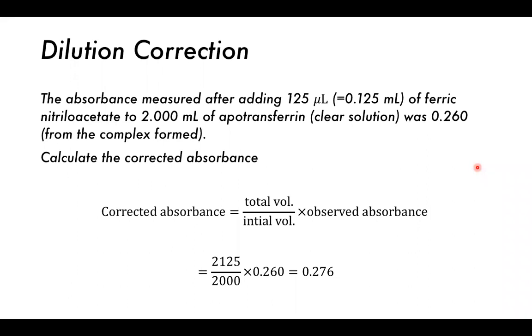So what we have here is the total volume, which is the apotransferrin plus the ferric nitrilotriacetate. That's 2,125 microliters over 2,000 microliters, which is 2 milliliters, times the absorbance that we measured, is equal to 0.276 for the corrected absorbance.